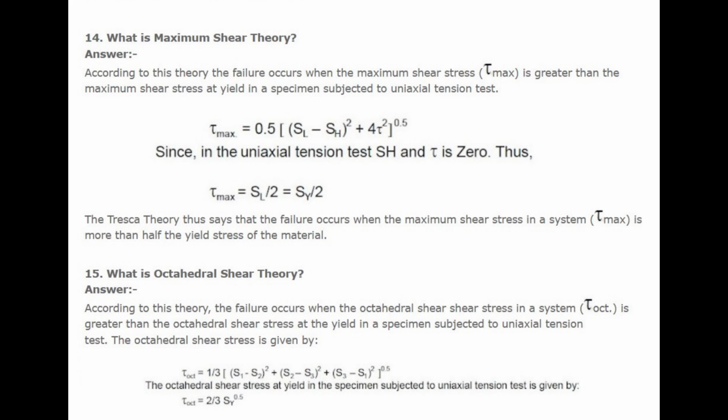Number 15. What is octahedral shear theory? Answer. According to this theory, the failure occurs when the octahedral shear stress in a system, tau oct, is greater than the octahedral shear stress at the yield in a specimen subjected to uniaxial tension test. The octahedral shear stress is given by the following equation.